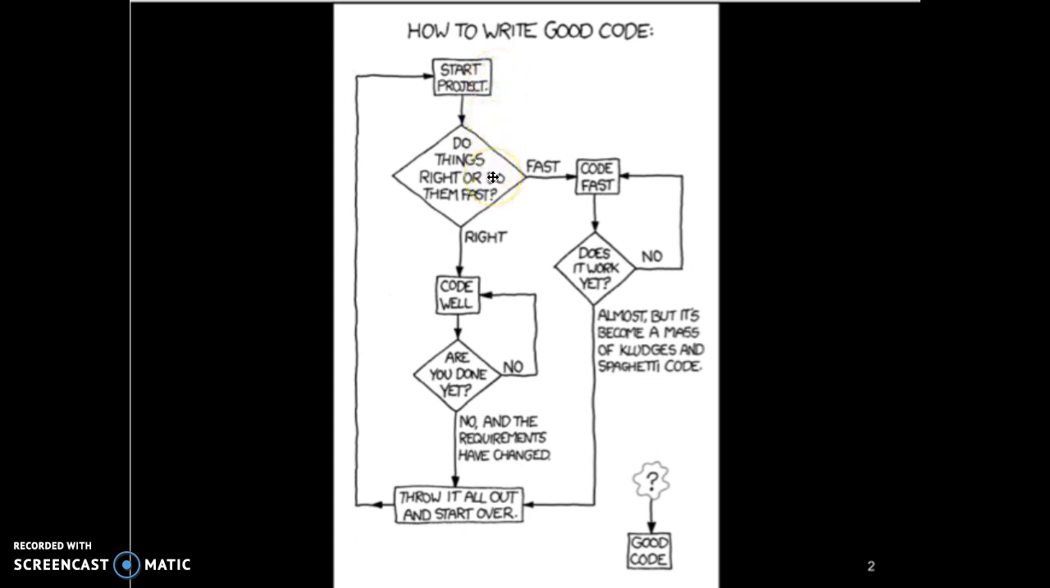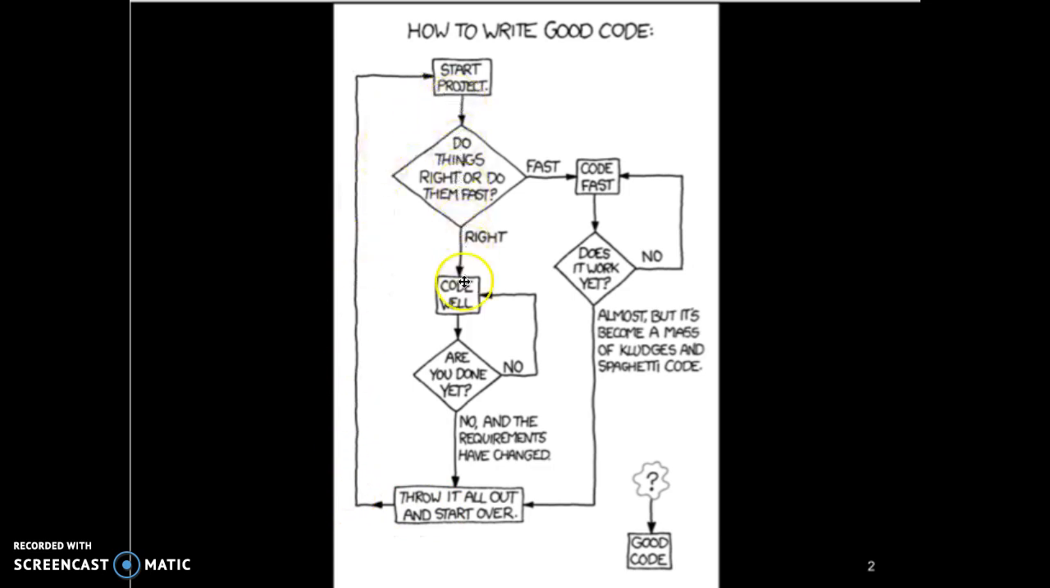And is everything okay? Is it right, or do you want to do things right or fast? So if you want to do them fast, you're going to code fast. And does it work yet? No. And you're going to be stuck in this loop until it works. And here it says not quite works. It's almost, but it becomes a mass of kludges and spaghetti code because you wanted to do it fast and you didn't plan too much. So throw it out, start all over, and we're back up here.